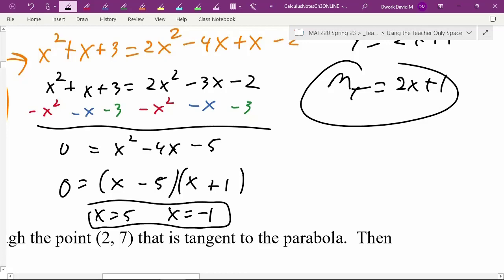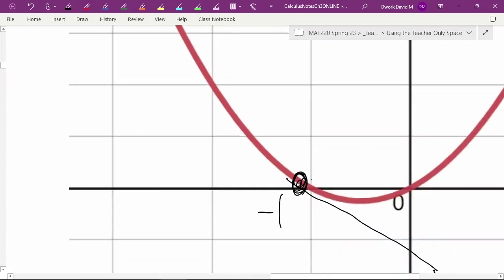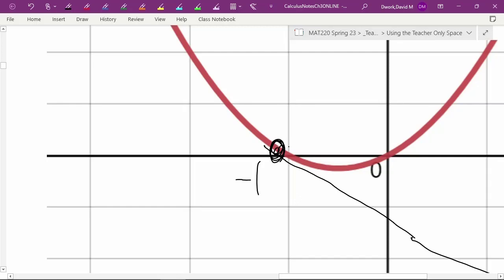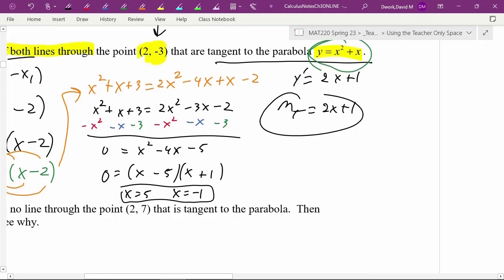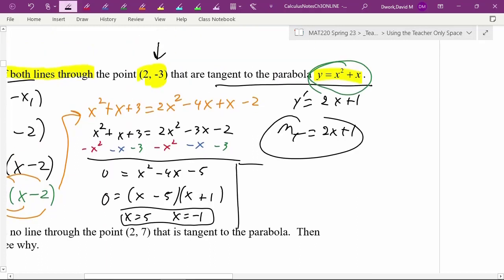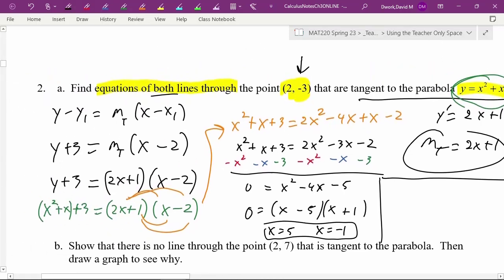And if you remember, just by our little freehand, it kind of looked like our tangent line was going to hit somewhere around -1. And it looks like it's hitting around -1. Perfect. Now, whenever you think you've solved a problem, always go back and read and say, did I answer the question that was being asked? What was the question being asked? Find the equations of both lines. We didn't find the equation of a line yet. All we did is find the x value where it would be tangent.